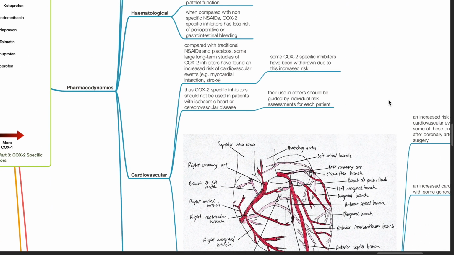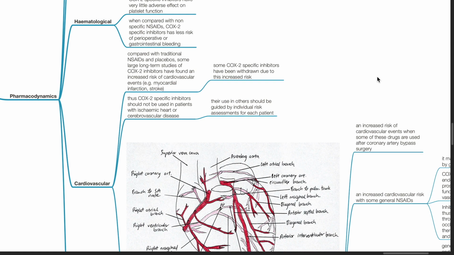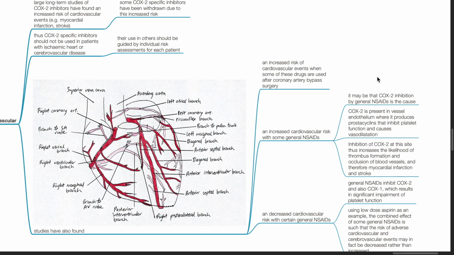Cardiovascular effects. Compared with traditional NSAIDs and placebos, some large long-term studies of COX-2 inhibitors have found an increased risk of cardiovascular events, such as myocardial infarction and stroke. Some COX-2 specific inhibitors have been withdrawn due to this increased risk, such as rofecoxib. Thus, COX-2 specific inhibitors should not be used in patients with ischemic heart disease or cerebrovascular disease. Their use in other patients should be guided by individual risk assessment.